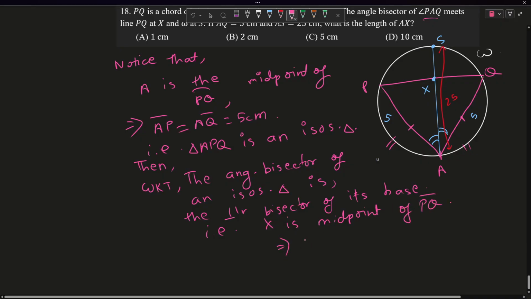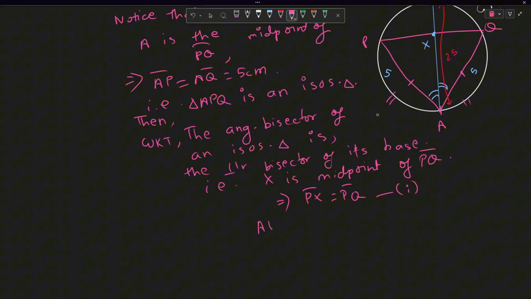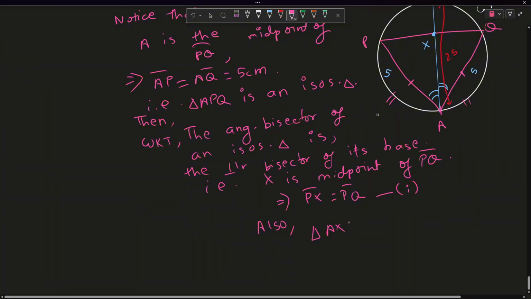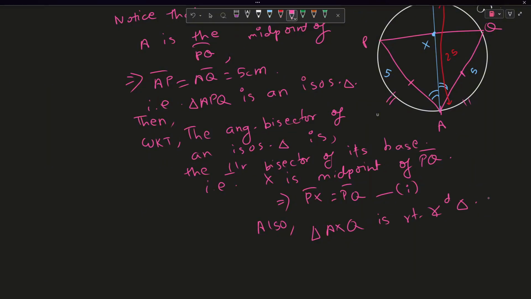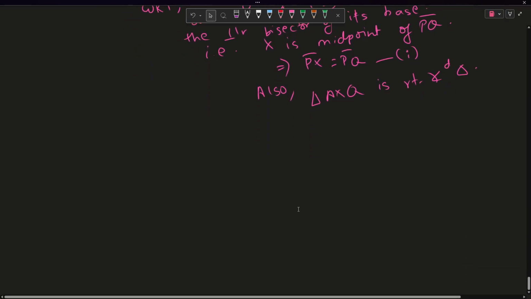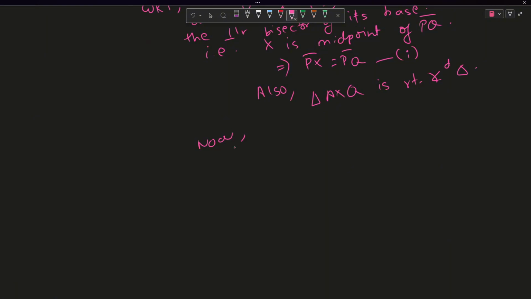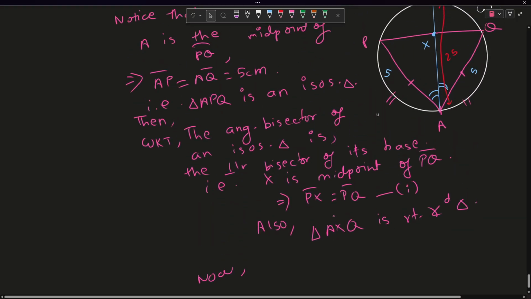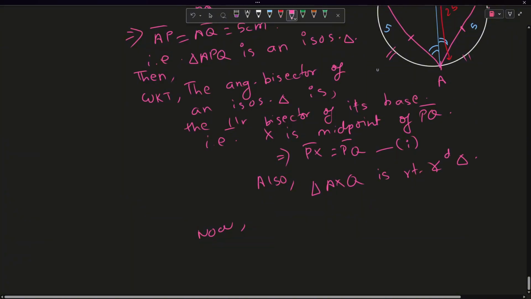Which implies PX is equal to PQ by 2. Let us call it p1. Also triangle AXQ is a right angle triangle. So now we take this X.